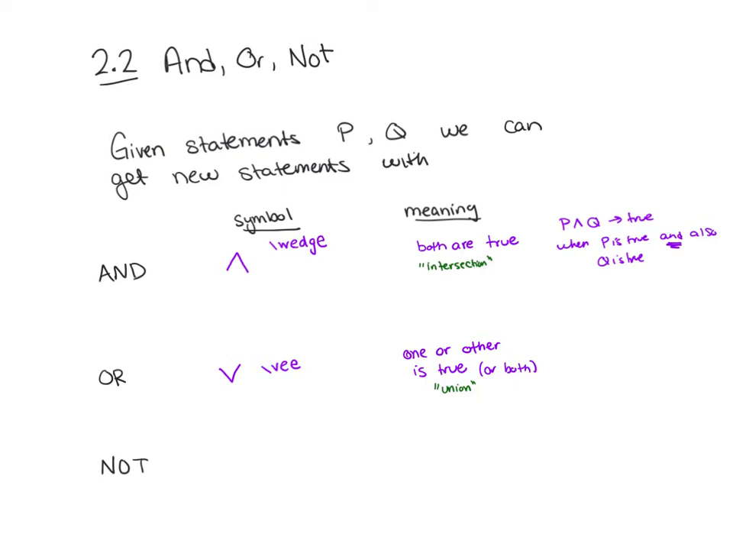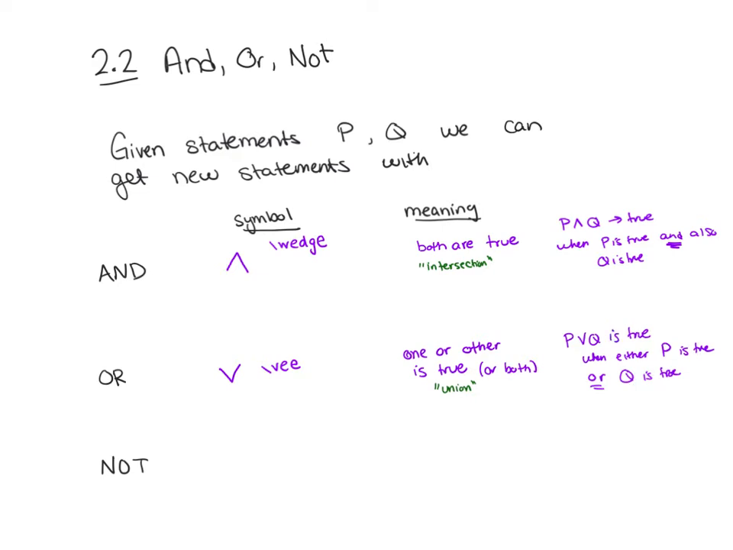So P or Q is true when either P is true or Q is true. Again, I'm using the word or here to define my or, but that is the English meaning that we're used to here.